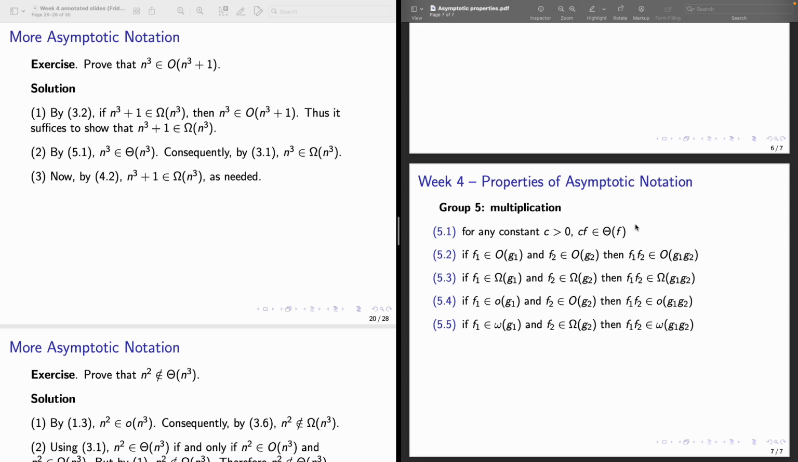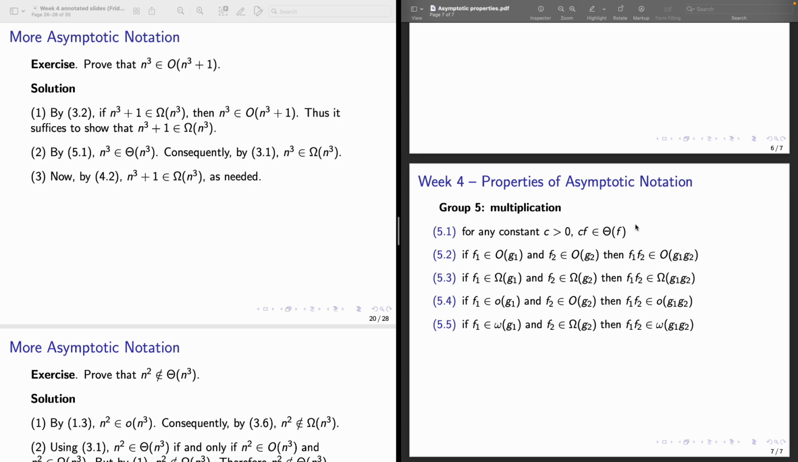Fact 5.1 says that any constant multiple of another function is in big omega of the original function. Intuitively, that makes sense. We've learned to not worry about constant multiples. It's the operations on n that matter. So if you multiply a function by a constant, its asymptotic growth rate will be in the same class as it was before.